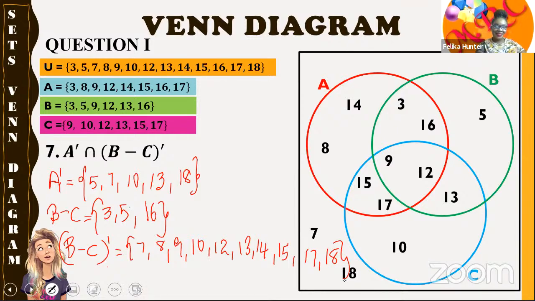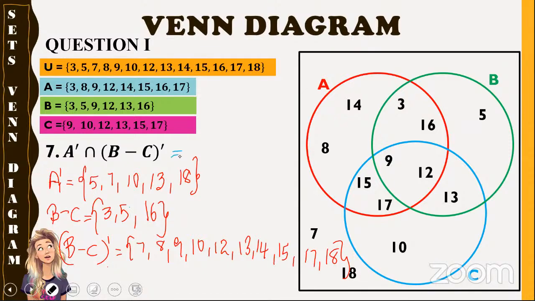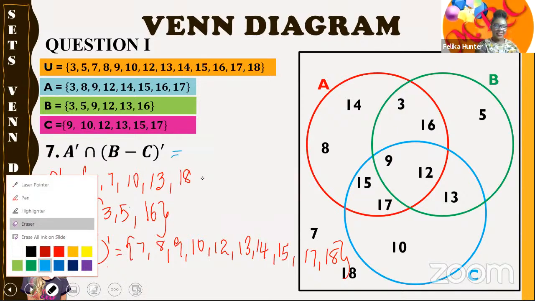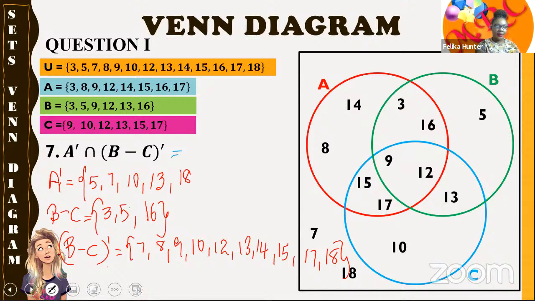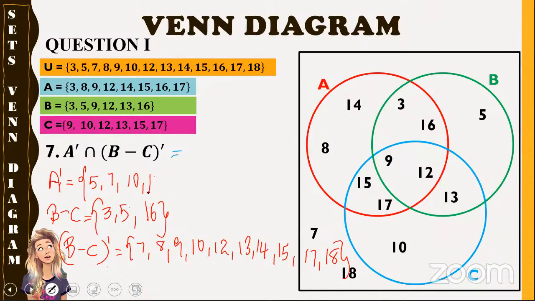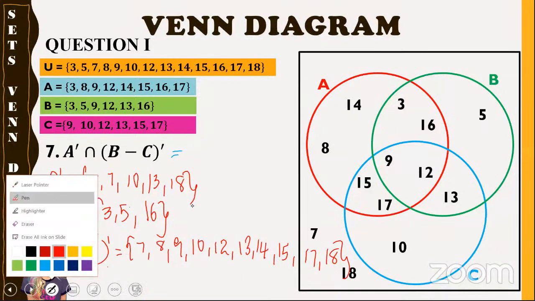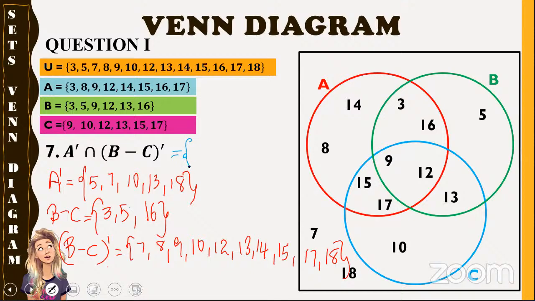What do I do next? Do I have every piece to the puzzle now? No, miss. Do I need to intersect? All right. So what am I finding the intersection for? A complement, B minus C complement. Good. So tell me what would be in that set.